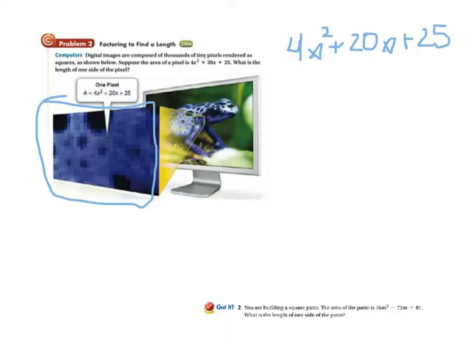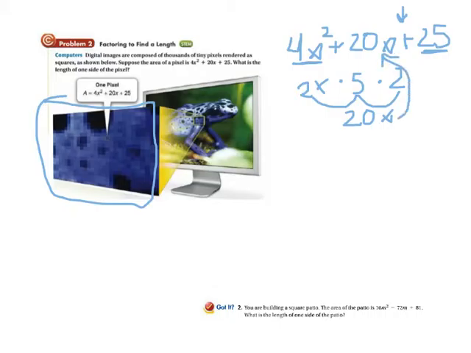So next we're going to look and see, is this a perfect square? I have a plus sign, I have a perfect square, I have a perfect square. So what is the square root of 4x squared? Think about what is the square root of 4? It's 2. The square root of x squared is x. And what is the square root of 25? It's 5. If I multiply all of this by 2, will I get the middle term? So let's see, 2 times 5 is 10, and times 2 is 20, times x is 20x. So since I do get this middle term, I have a perfect square.